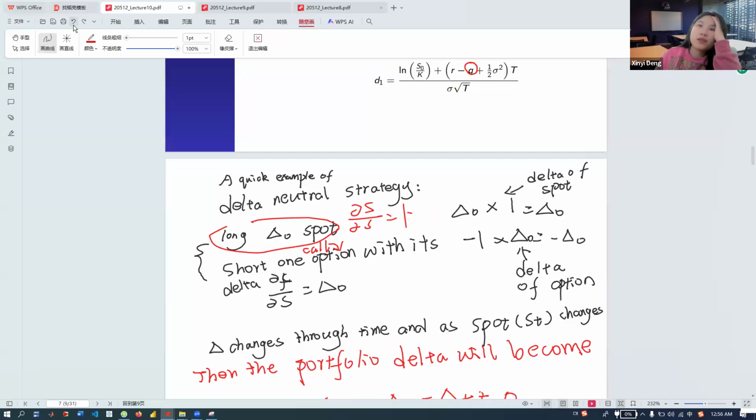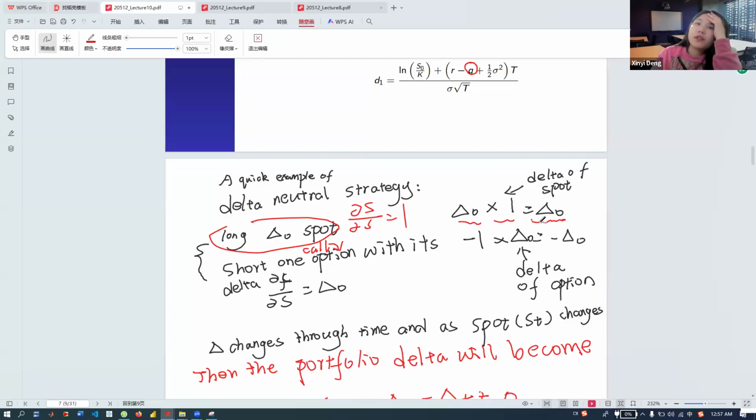Yeah, let's not write that out to avoid confusion. So anyways, the delta of the spot is just one. And we are longing delta O of that spot. Therefore, the corresponding delta associated with spot positions will just be equal to delta O times one. Therefore, the delta associated with that position is delta O.